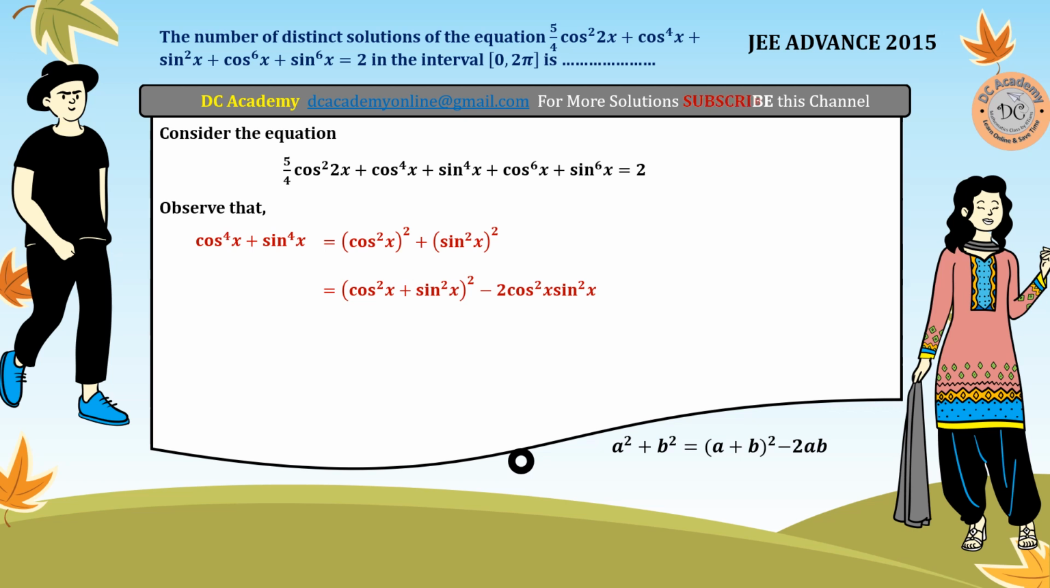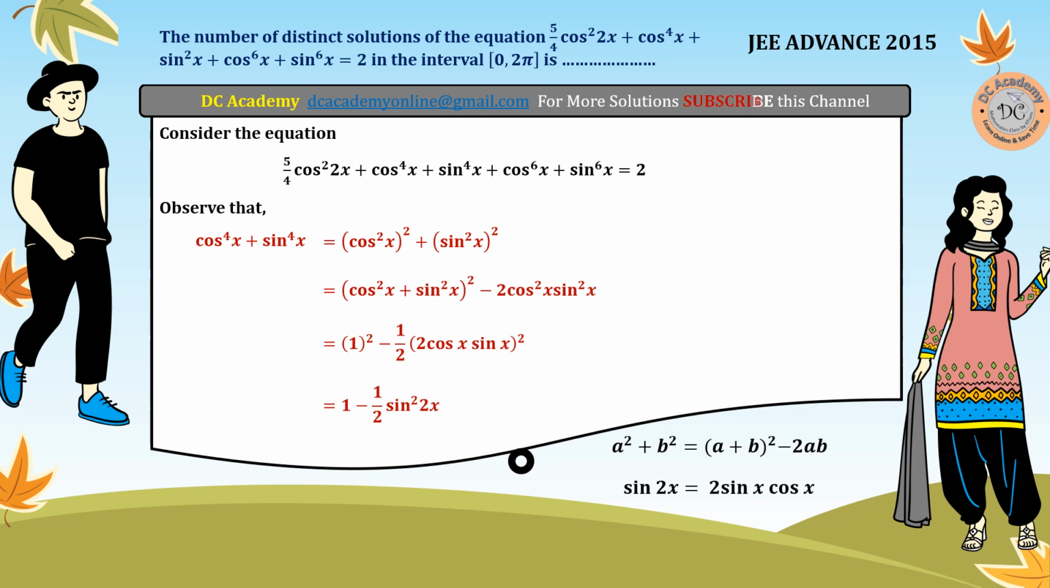We know that for any value of x, cos square x plus sine square x is equal to 1, and 2 cos square x sine square x can be written as 1 by 2 multiplied by (2 sine x cos x) whole square. Why did we write it this way? Because we know that 2 sine x cos x is equal to sine 2x. Therefore, cos 4x plus sine 4x is equal to 1 minus 1 by 2 sine square 2x. So we are able to simplify cos 4x and sine 4x as a function of sine 2x.